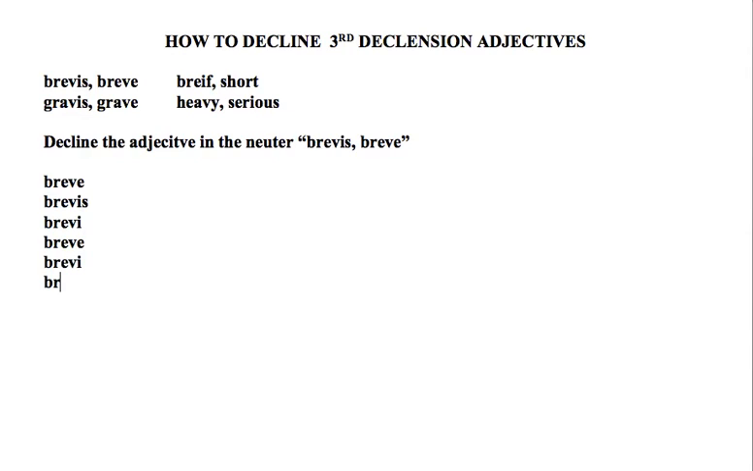Now I'm done with the singulars and I move on to my plural. Remember that in the neuter plural you're going to use IA and not just the letter A. IUM for the genitive. And so here we have the neuter forms of the adjective breve, brevis.